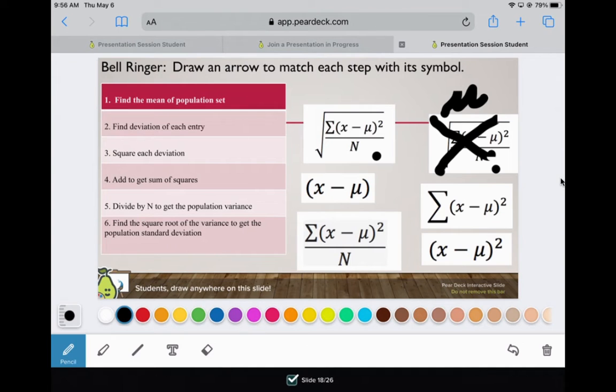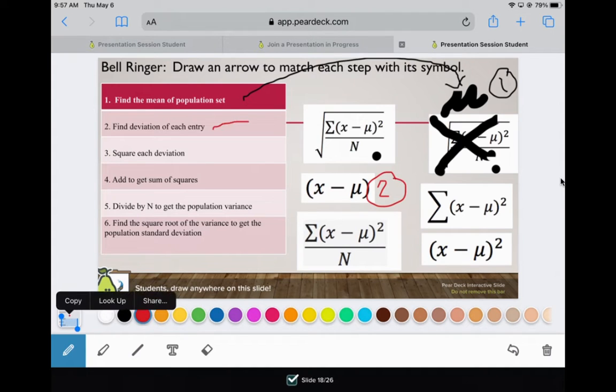If you want to draw the arrow, you may. If you don't want to draw the arrow, then that is fine. This is step 1. You find the average. For all of these steps, it's going to build on top of each other. So the first step, you have a single symbol. The second step, you're going to have a little bit more. So you have one more symbol. This is step 2. You find the deviation.